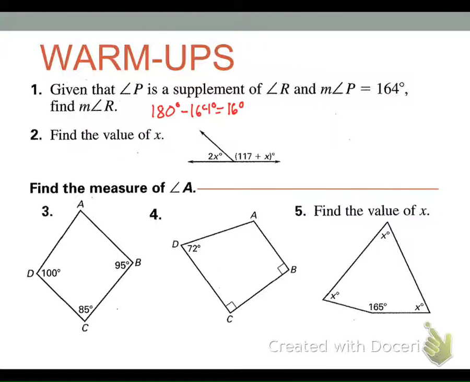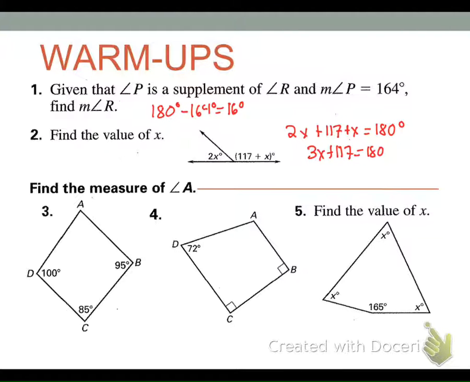Okay, our second one, we see that we have two angles. These two angles we call what? What's this relationship when you have two angles that lie next to each other? Supplementary angles. They are supplementary, and we know they're supplementary because they are linear pairs. Nice job. So we know they're linear pairs, means they're supplementary, and they add up to 180. So I can take my 2x plus 117 plus x, set it equal to 180 degrees. When I do this, I get 3x plus 117 equals 180.